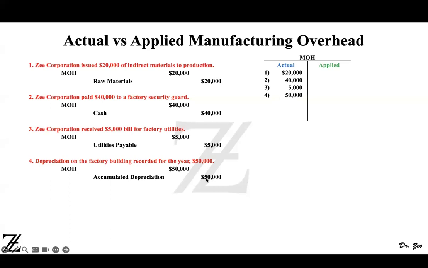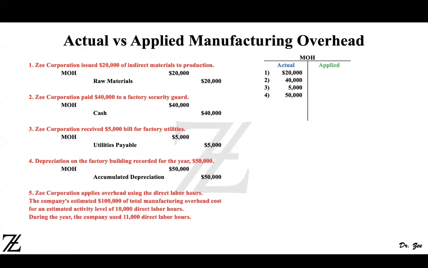Now, I am not showing all the T accounts. I'm only showing you here the manufacturing overhead account. So you understand that when you have a raw material T account, you're going to credit by 20,000. If you have a cash T account, you're going to credit by 40,000, and so on and so forth. But here we are only discussing MOH, so I'm only showing you how to record it in the manufacturing overhead account.